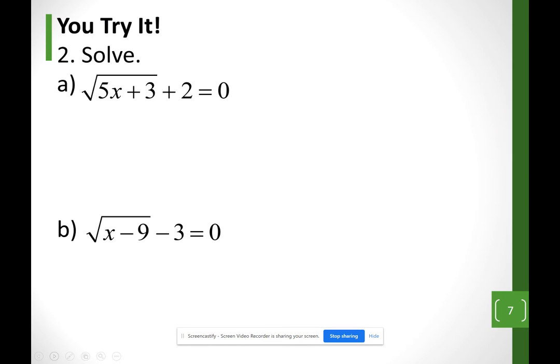Now, this is for you guys to try at home. And these are the answers. For A, it's not a 0, that's an empty set. Now, for B, you do have a solution.